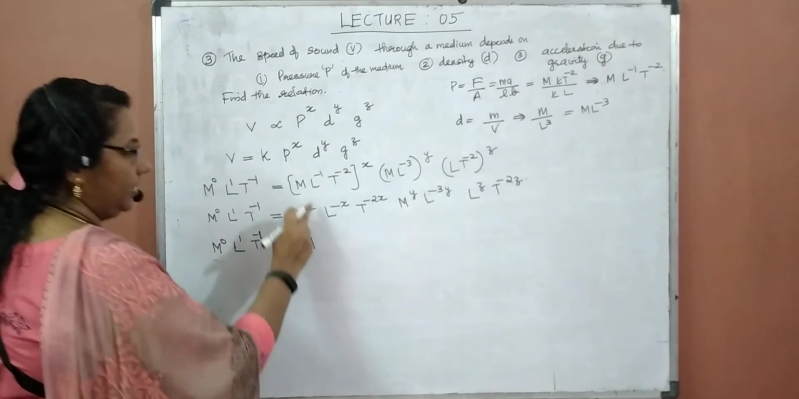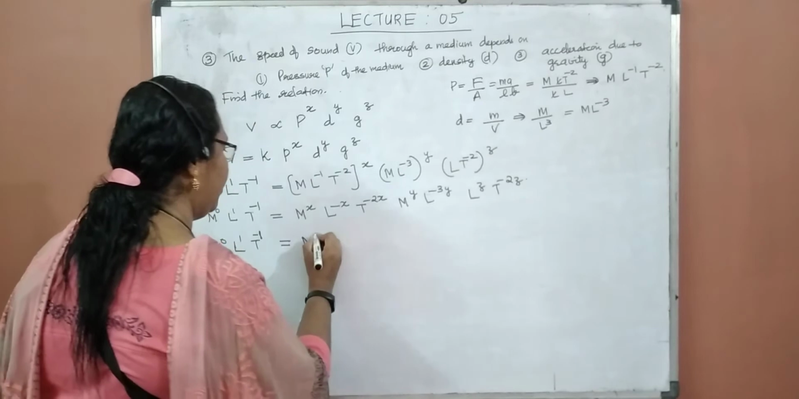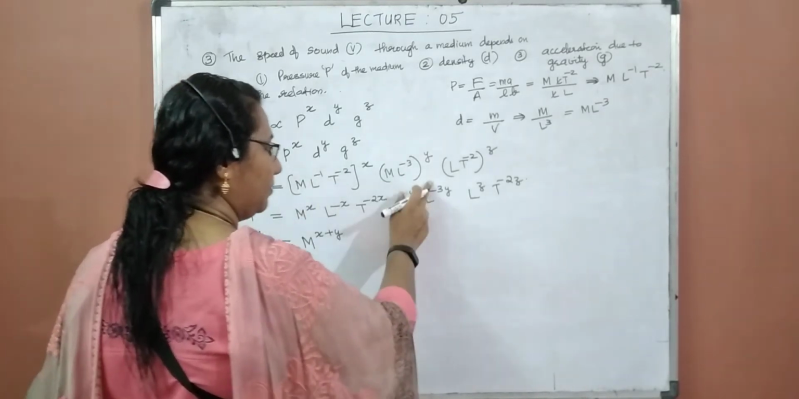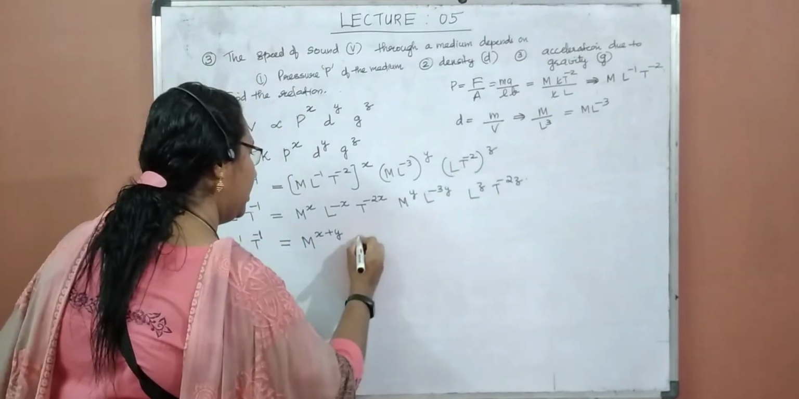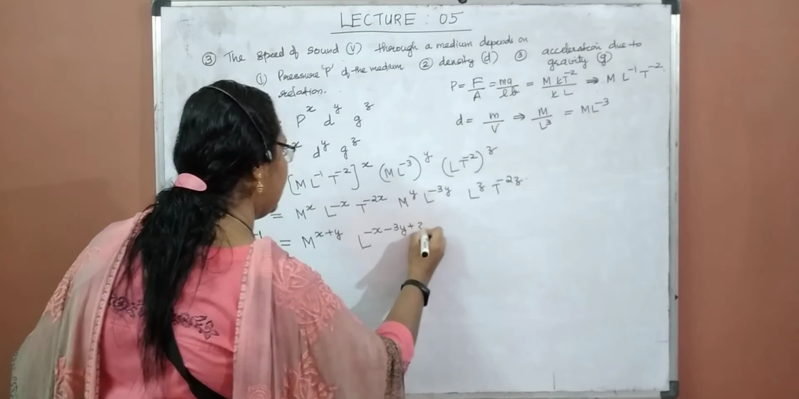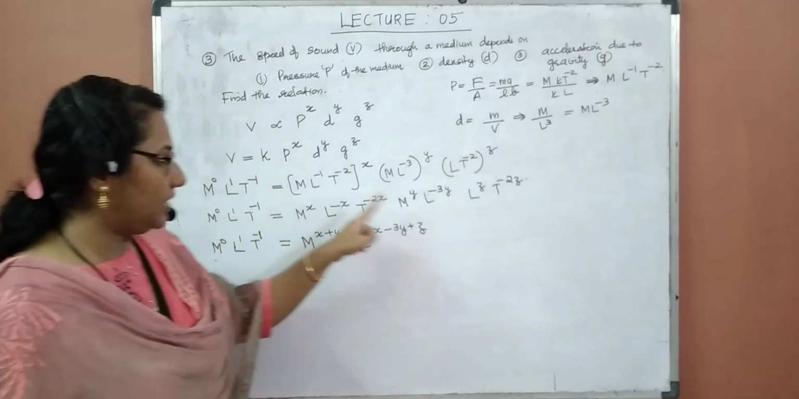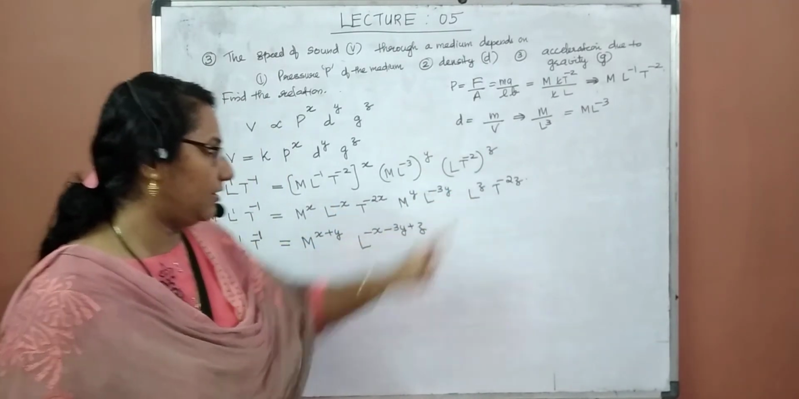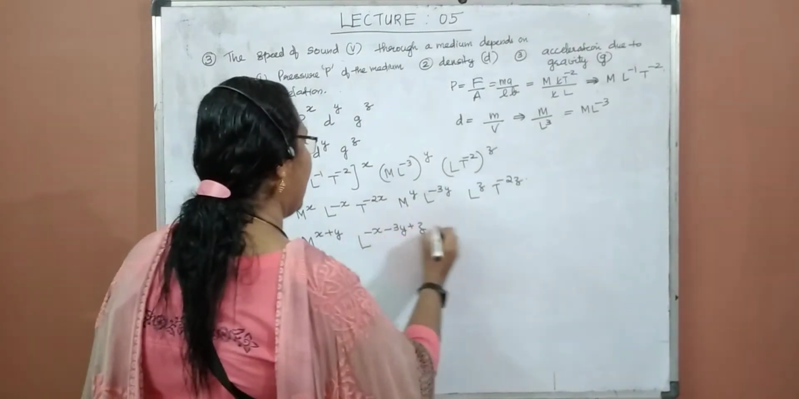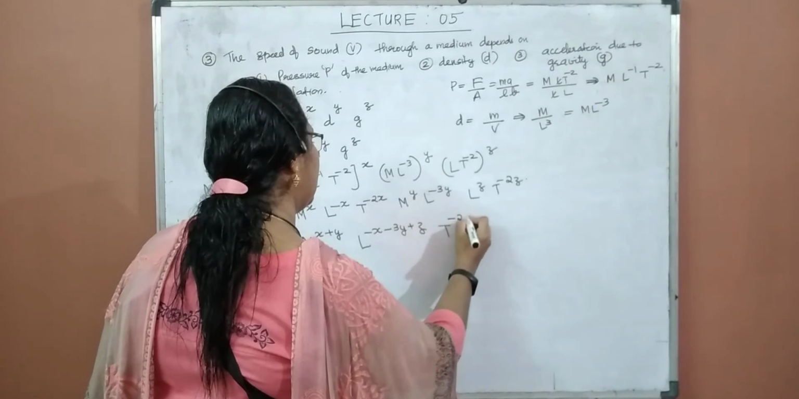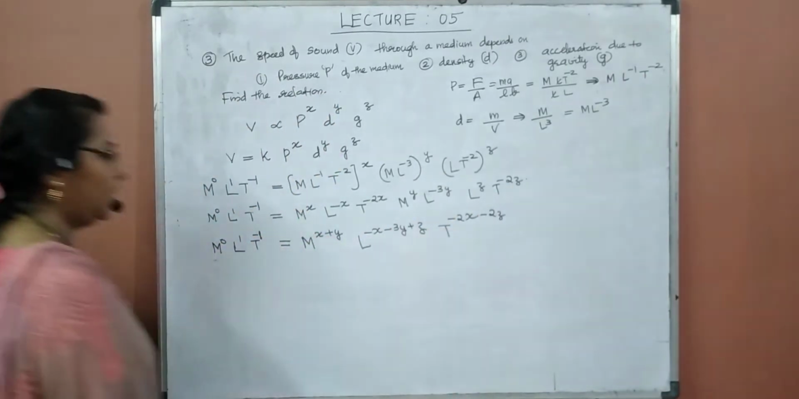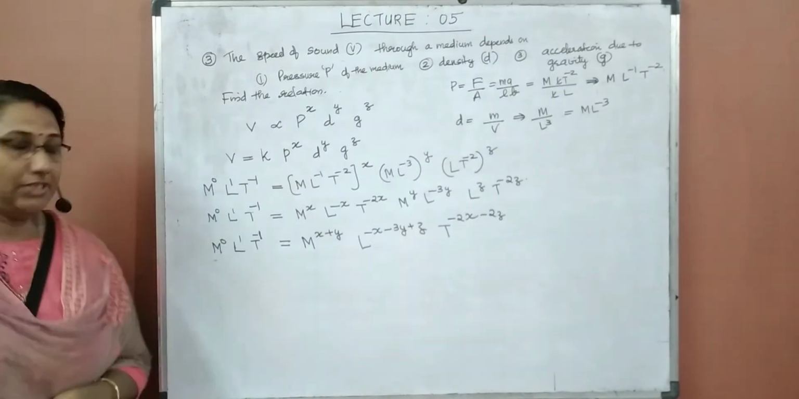M raised to x, M raised to y, you will write as M raised to x plus y. L raised to minus x, minus 3y and z. Is it clear? L raised to minus x, L raised to minus 3y, L raised to z. So L raised to minus x minus 3y plus z. And T raised to minus 2x here, minus 2z here. Okay. So this is the equation we obtained now.